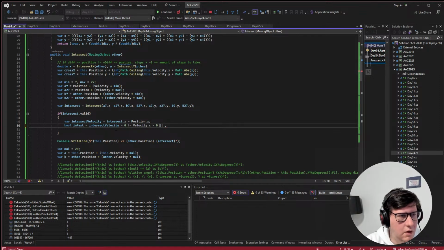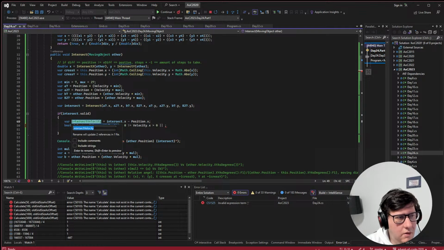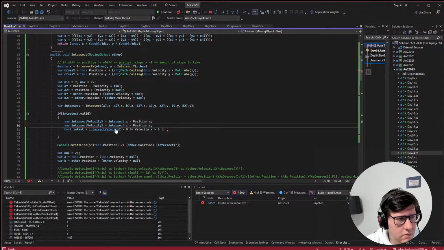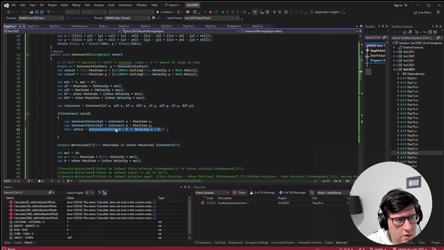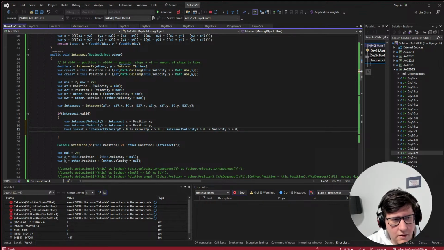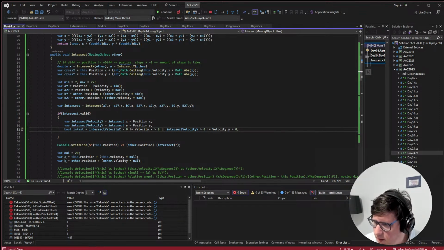Or velocity x, y, like this, and then we do this case here. Thanks for catching that. But in 2D x may be enough actually. Well, let's be proper.